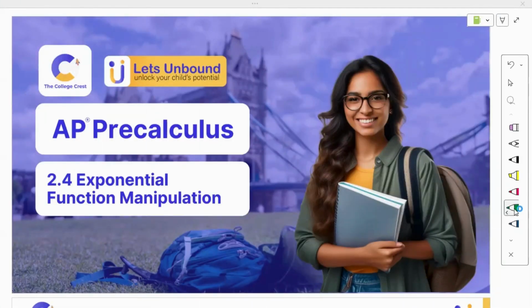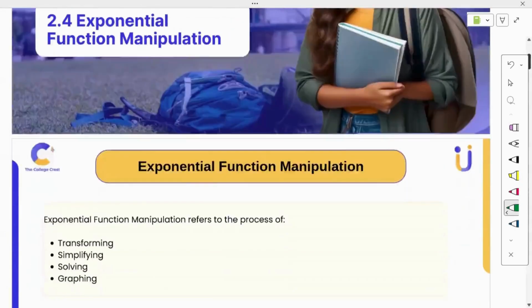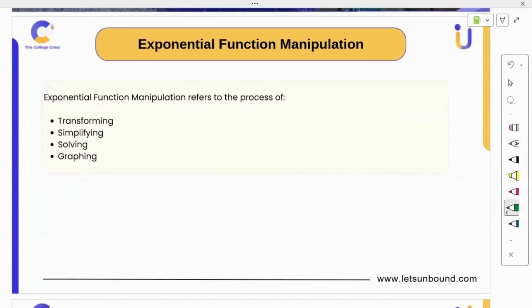Yes, we are in the fourth part of Unit 1, Concept Overview plus Problem Solving. So yes, it's 2.4 Exponential Function Manipulation. Let's get into this. Exponential function manipulation means there will be many processes like transforming functions, simplifying, solving, graphing. This exponential manipulation has some techniques and we will see how it is. Mostly the transformation of exponential functions has very important and remarkable manipulation techniques here.